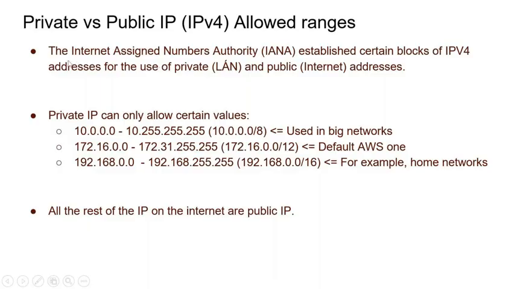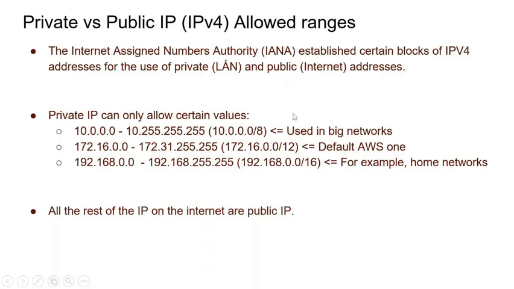The Internet Assigned Numbers Authority, IANA, is the organization which created these IP address ranges. They also established certain blocks of IPv4 addresses for private use, that is for LAN, and for public internet addresses. Mostly we use private IP addresses inside our organization, which we call a local area network, and public IP addresses mostly for internet.